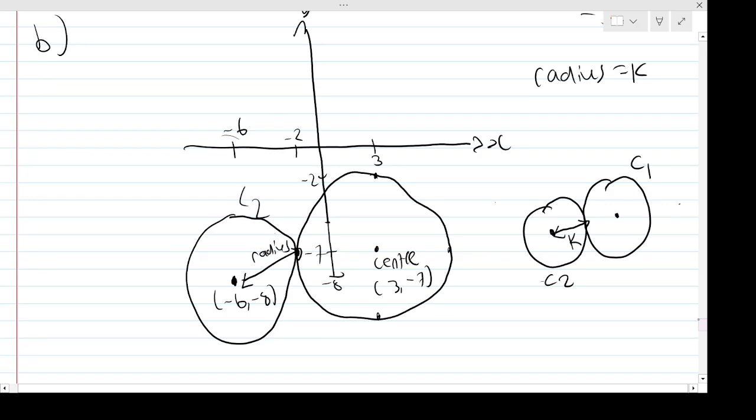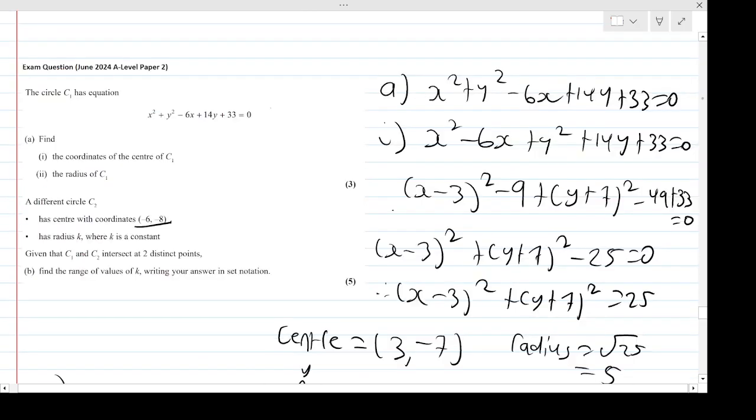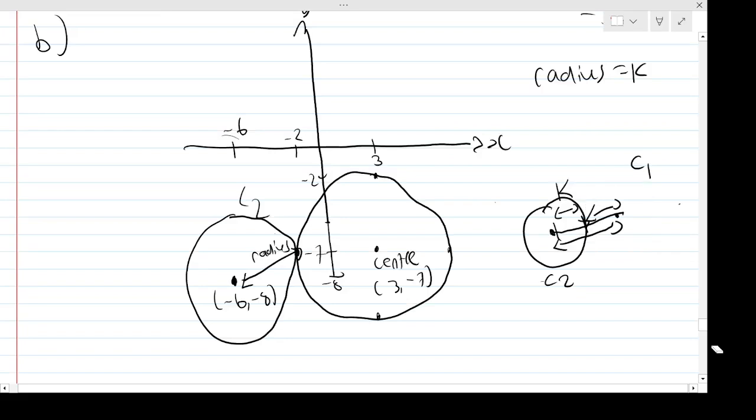But what if I just consider the line connecting the two centres instead? Then to get this portion here, that would be K. What if I consider the whole distance here, minus this distance here? This distance, I know, that's the radius of C1. The radius we worked out to be 5. Okay, that's the radius of C1.